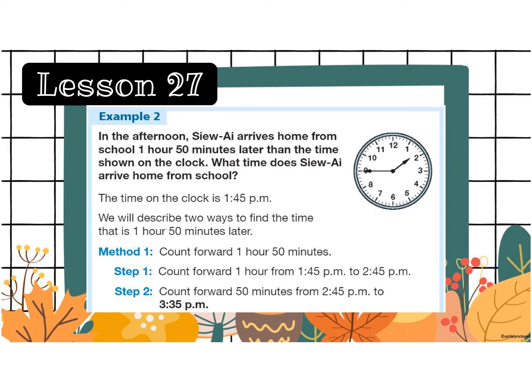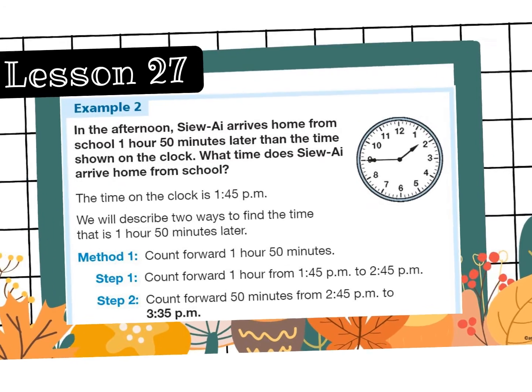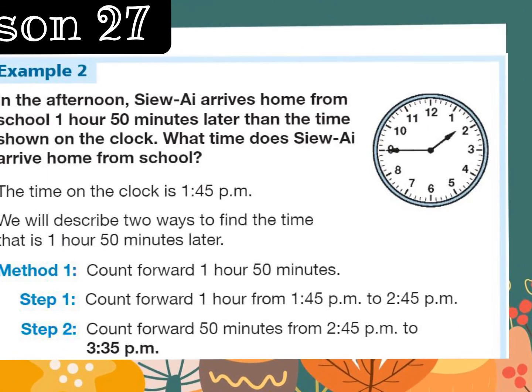In the afternoon, this person arrives home from school 1 hour and 50 minutes later than the time shown on the clock. What time does that person arrive home from school? Okay, so this is talking about elapsed time. Anyway, let's just call that person Sue because that's a lot easier to say. So we want to know what time Sue arrives home from school.